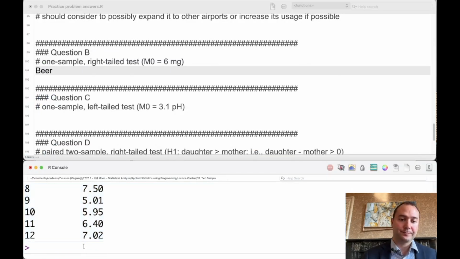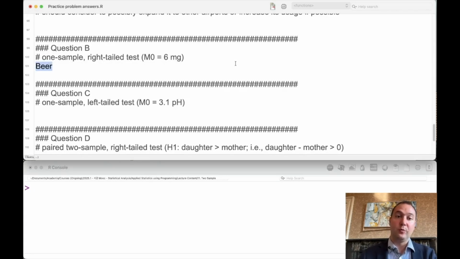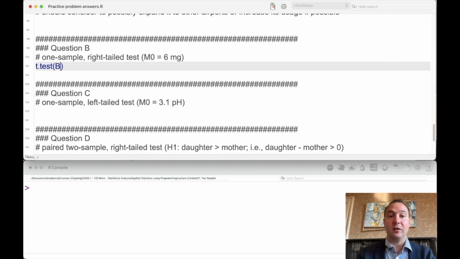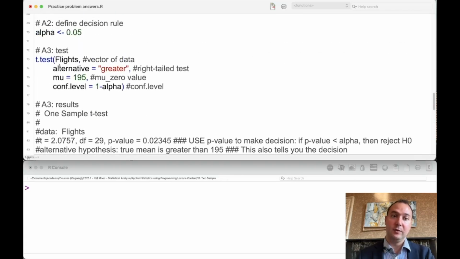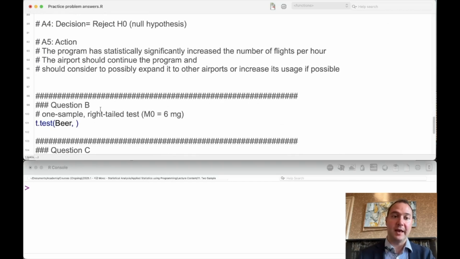Okay, so how do we use our t-test with this data? Well, we should use our t-test function, t.test. And what is our data? Our data is called beer. And what kind of test do we want to do? We want a right-tailed test. We actually previously did a right-tailed test right here. We used alternative equals greater. So I'm just going to copy and paste that into our code.